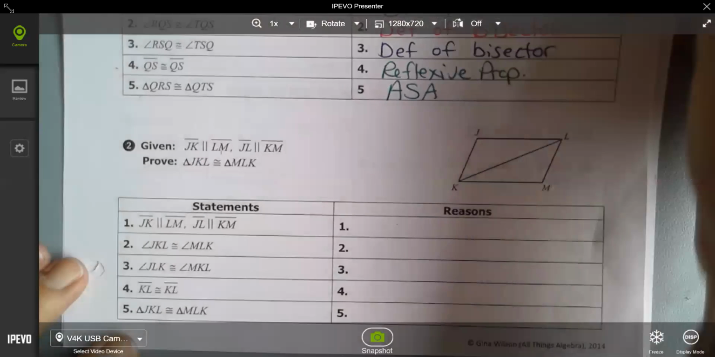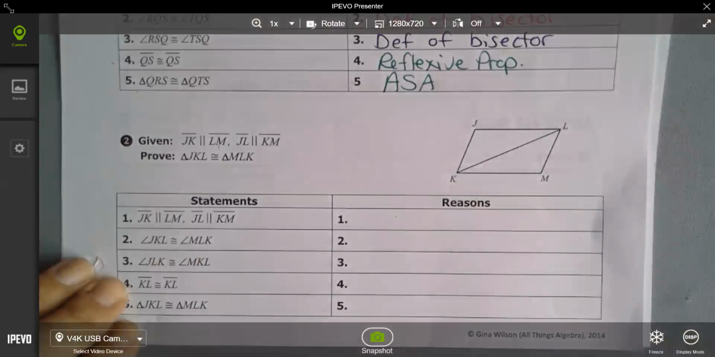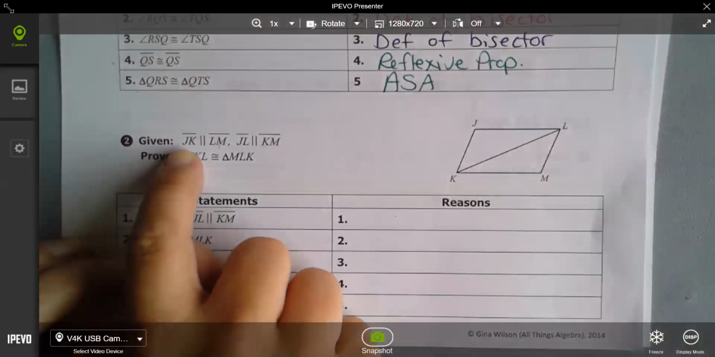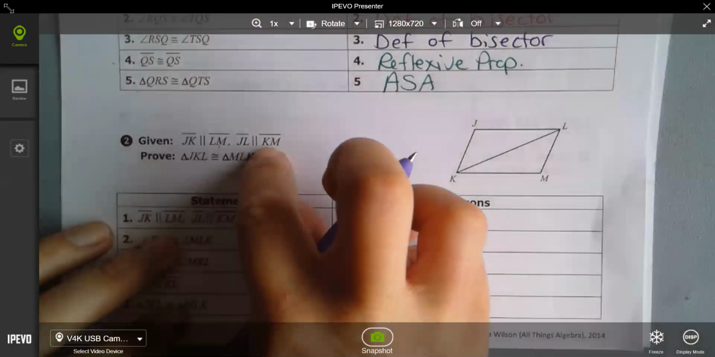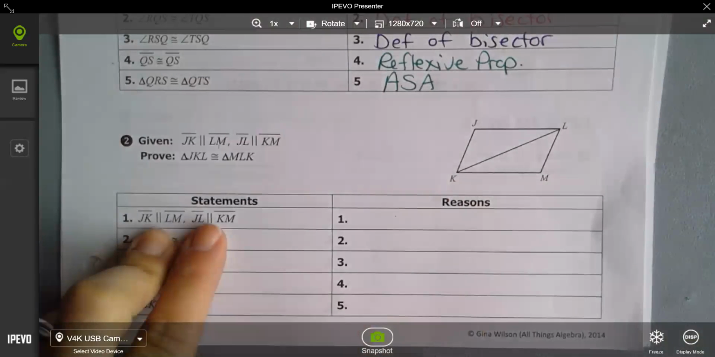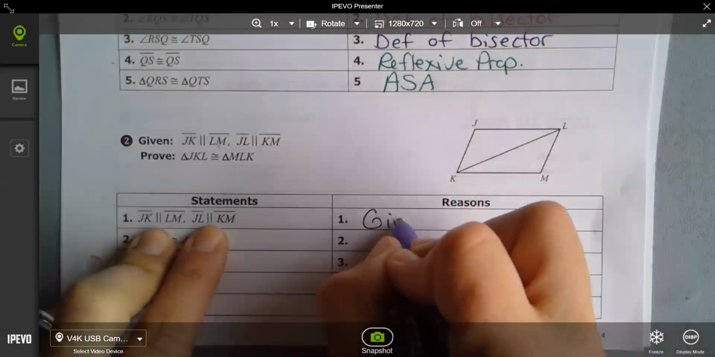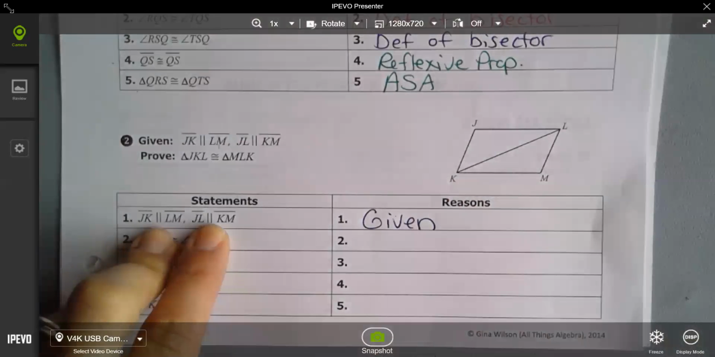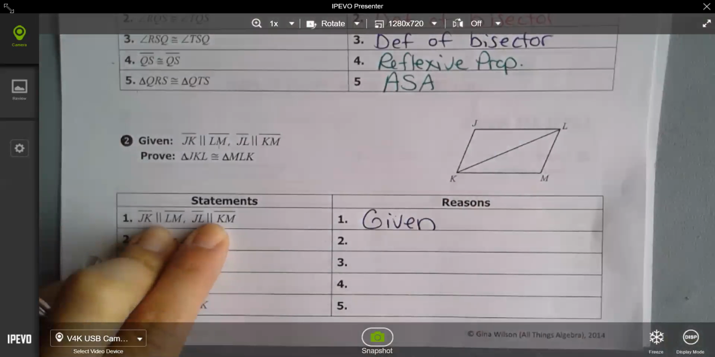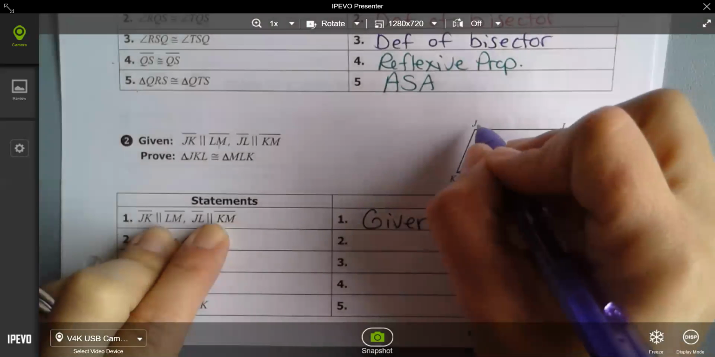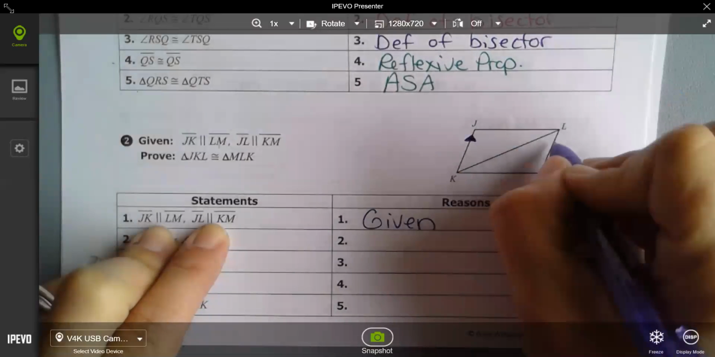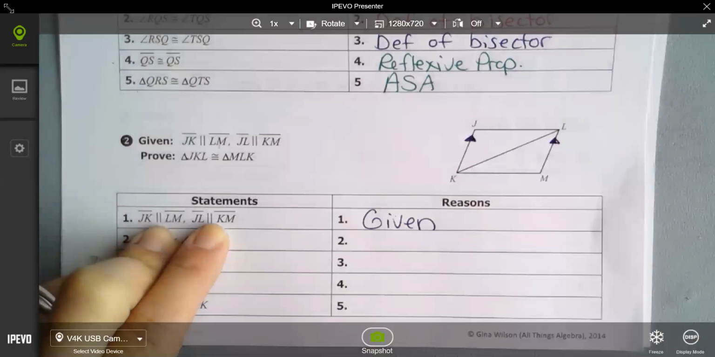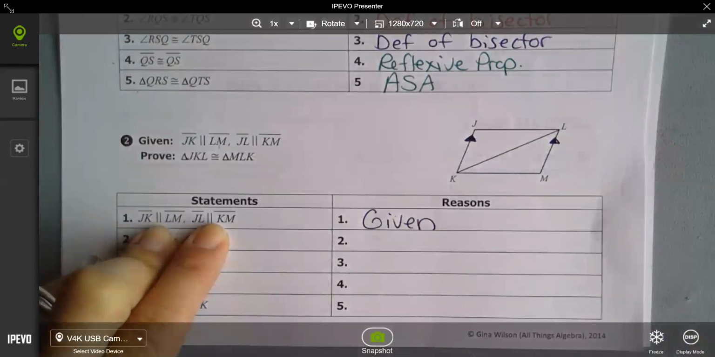All right, let's do number 2 together. So JK is parallel to LM and JL is parallel to KM. So they put it in the same statement that time. This is given information. And now we need to label it. So JK is parallel to LM. So let me use that right now.